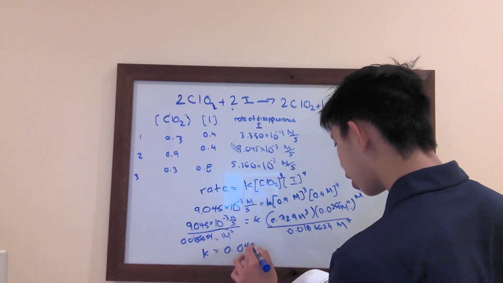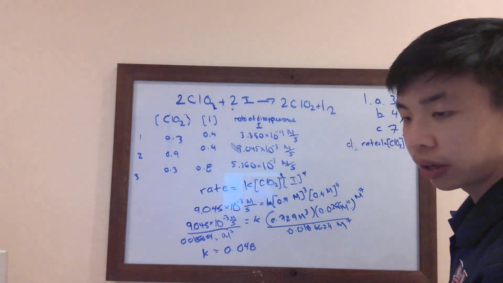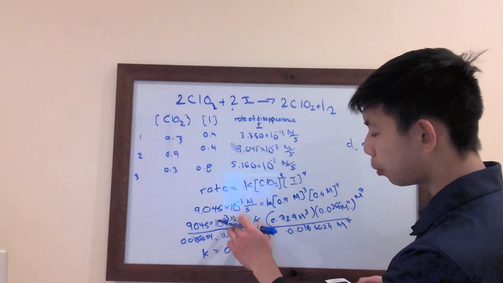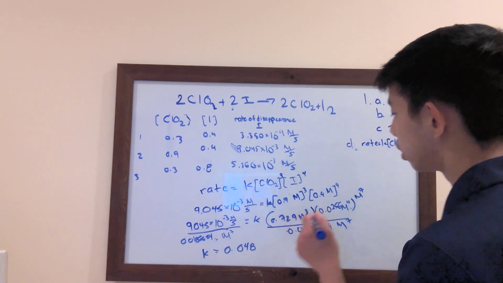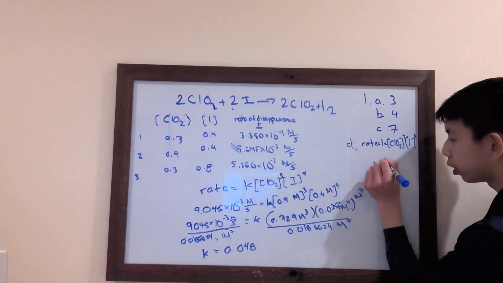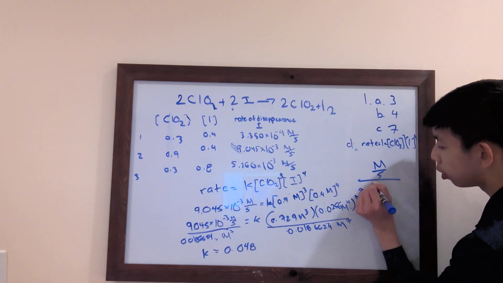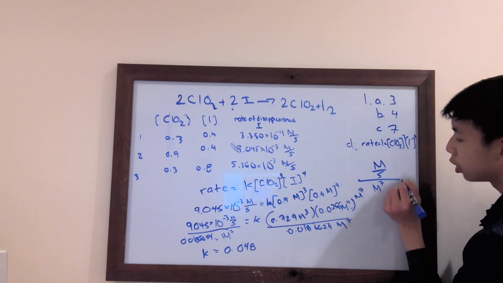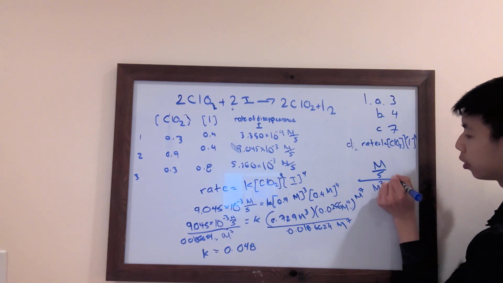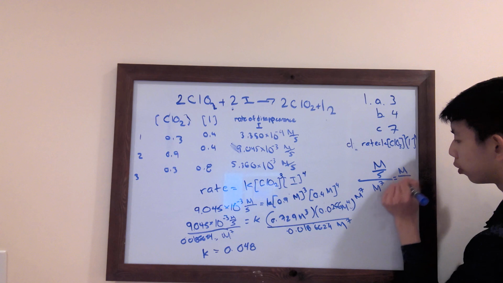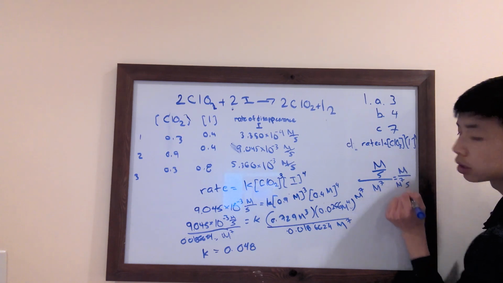And so your K will end up being 0.048. And now for the units. If you look right here, it's M over S all over M to the 7. And write a little bigger over here. M over S all over M to the 7. So this is basically M over M to the 7 S.